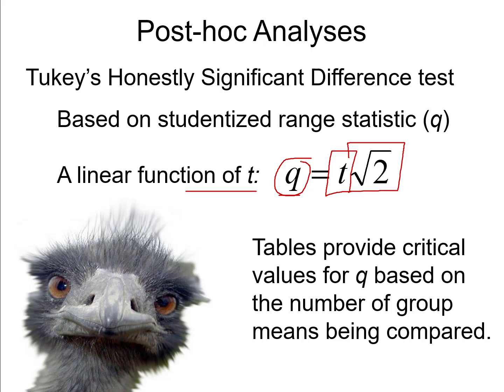The key thing to know about a Tukey test is that Tukey provided tables of critical values of Q based on the number of groups being compared. So instead of using t-tables to make decisions about significance, we can use Tukey's tables for critical values of Q to make decisions about significance, and this will protect us against family-wise error rate.